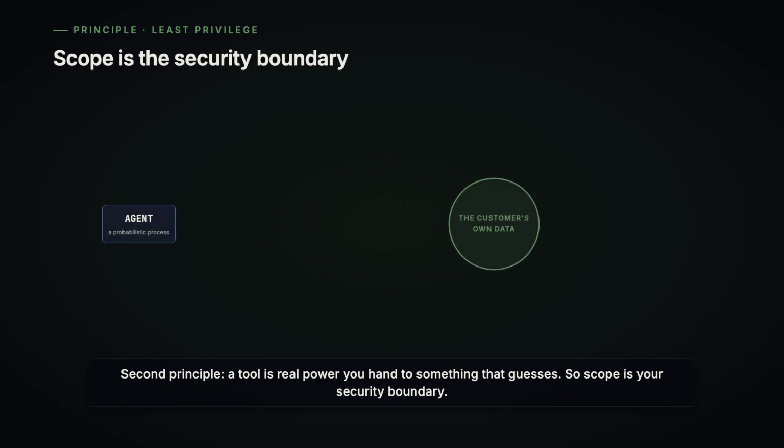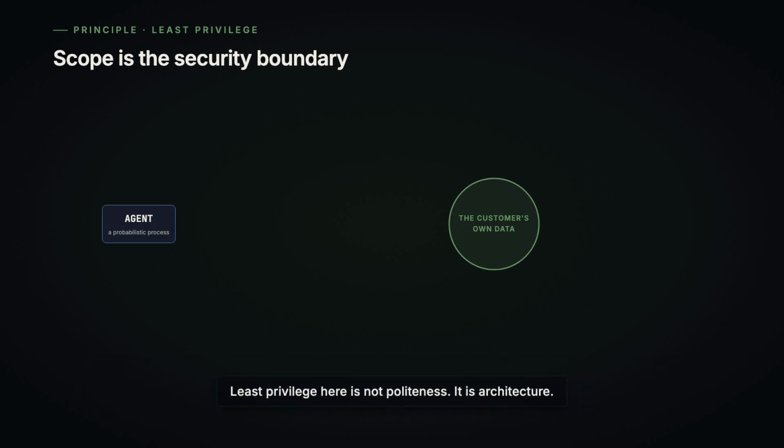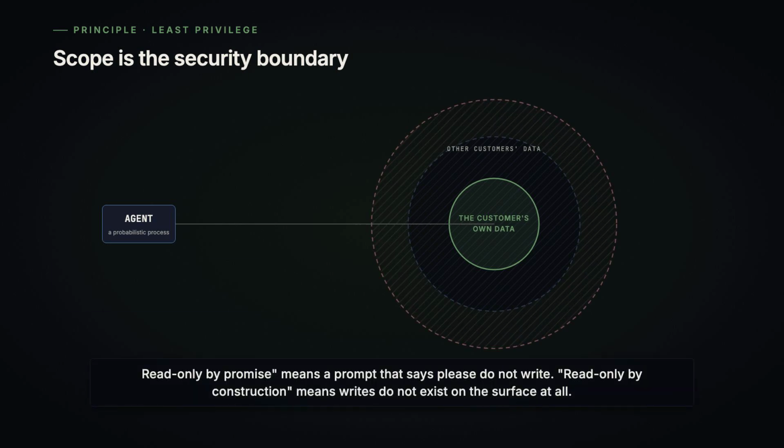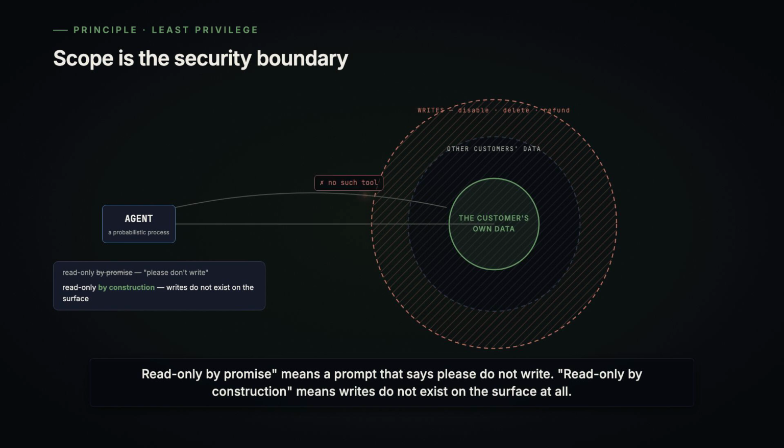Second principle: a tool is real power you hand to something that guesses. So scope is your security boundary. Least privilege here is not politeness, it is architecture. Read only by promise means a prompt that says please do not write. Read only by construction means writes do not exist on the surface at all.